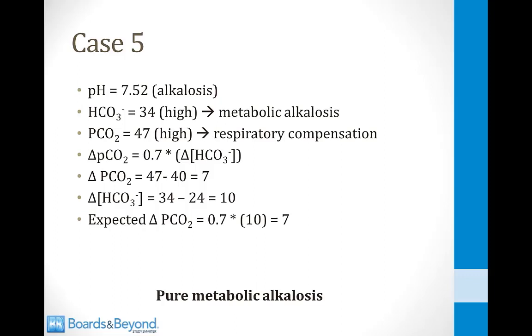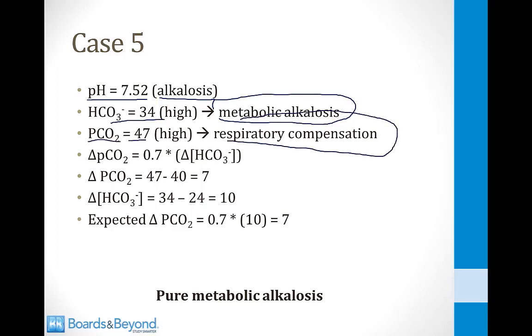So let's go through the numbers. The pH is 7.52 and that's high, so we have an alkalosis. The bicarbonate is 34 and that's also high. Recall that normal is 24, so this is a metabolic alkalosis. PCO2 is also high at 47, so this is respiratory compensation, and they're both abnormal in the same direction. They're both high, so a mixed disorder is less likely. But still, we're going to check to make sure the respiratory compensation is appropriate.